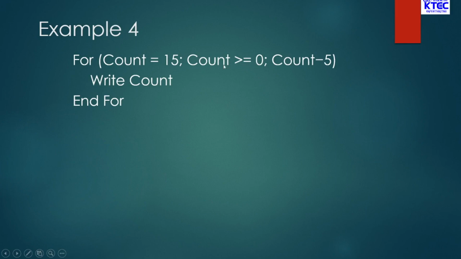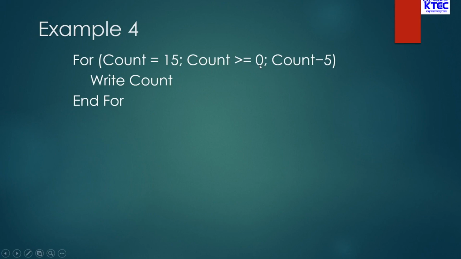subtract 5, remaining 5. 5 is greater or equal to 0. So the third time again, it will iterate and then subtract 5 from 5 again, so it will become what, 0. That is when it will display 15, 10, 5 and 0. So all these numbers 15, 10, 5, 0 are greater or equal to 0.